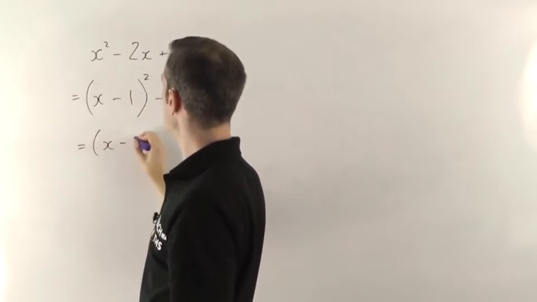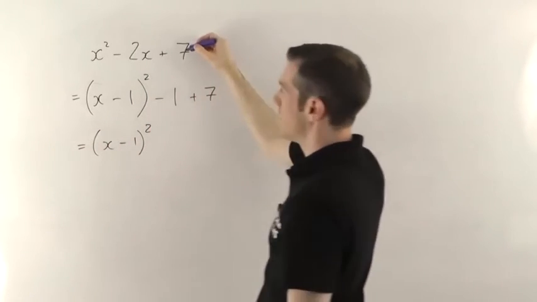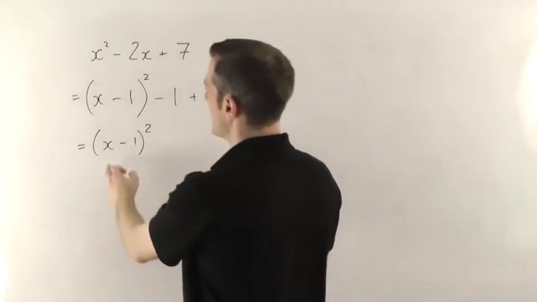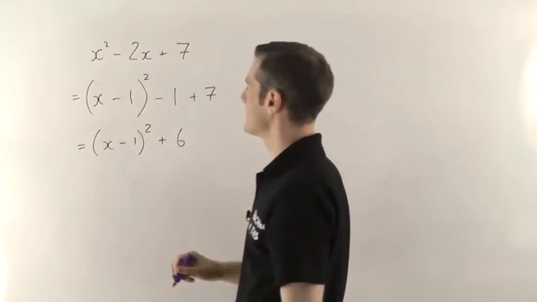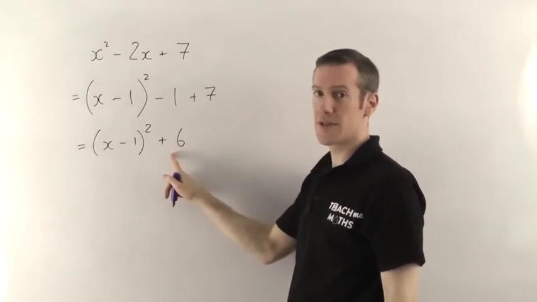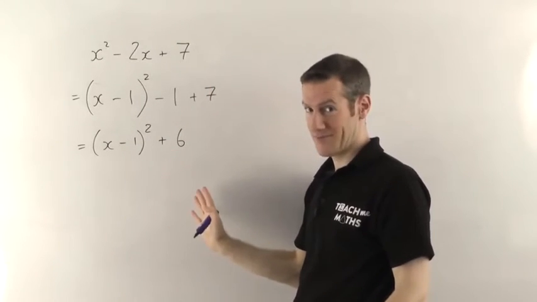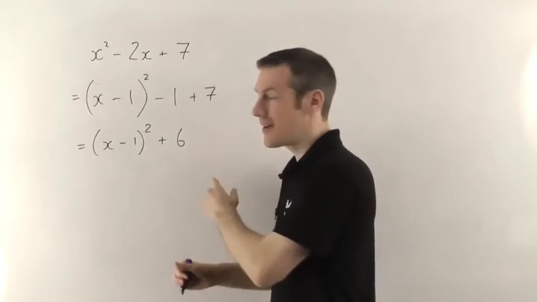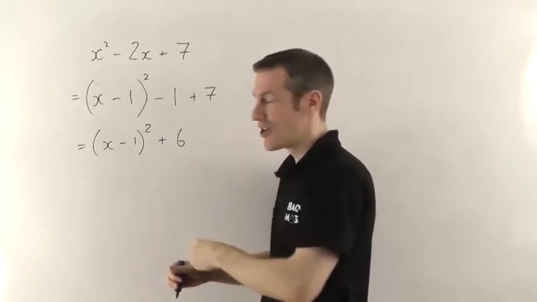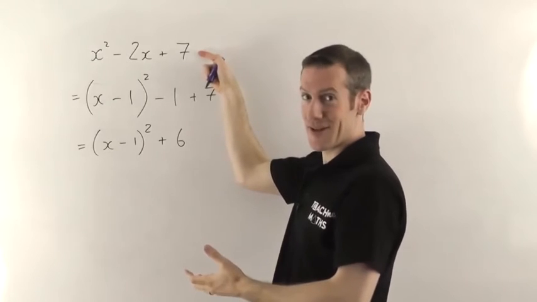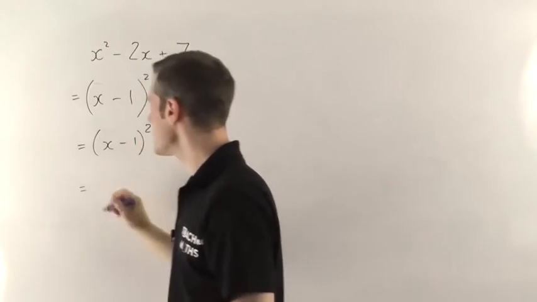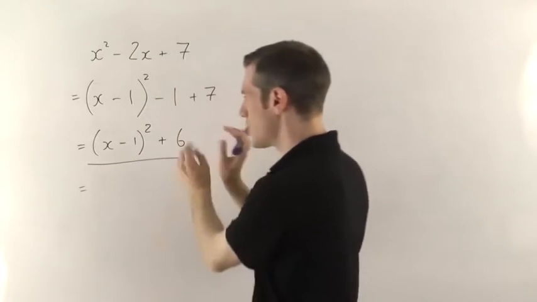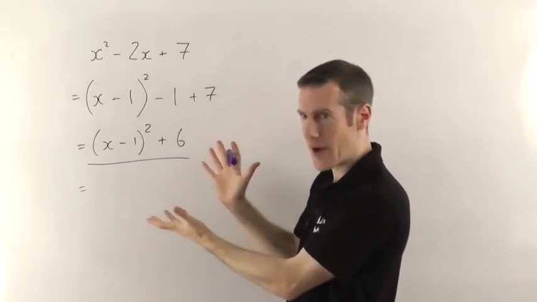So our final completed square form for this quadratic expression is x minus 1 squared plus 6, because minus 1 plus 7 is plus 6. Okay, fairly straightforward. Let me quickly expand this just to convince you that this really does give you this. It'll help you just to get your head around what's going on. So you don't normally need to do this. Normally you stop there, you've completed the square.